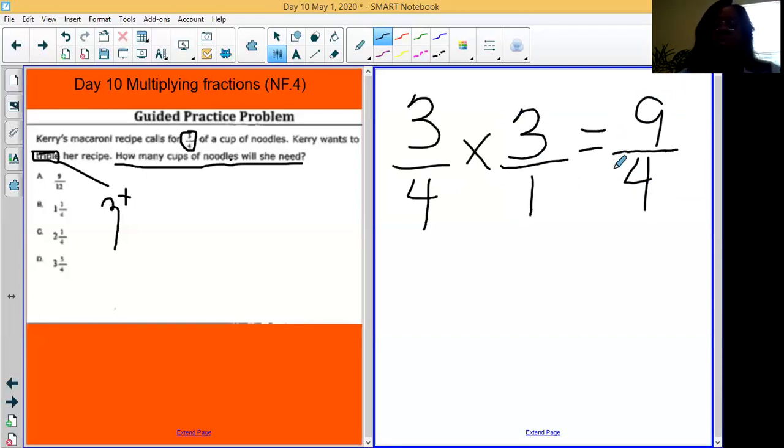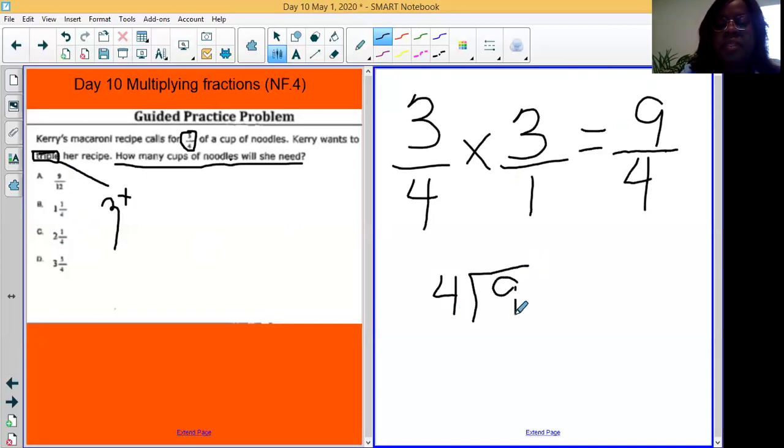There are several ways I can reduce this fraction because when I look at my answer choices, they are 9/12, 1 and 1/4, 2 and 1/4, 3 and 3/4. None of them say 9/4. So there's something additional that I need to do to this fraction. One thing I can do to solve, there are a couple of strategies. I can divide my denominator of 4 into my numerator of 9. I know 4 goes into 9 2 times. 2 times 4 gives me 8. And when I subtract, I have 1 left.